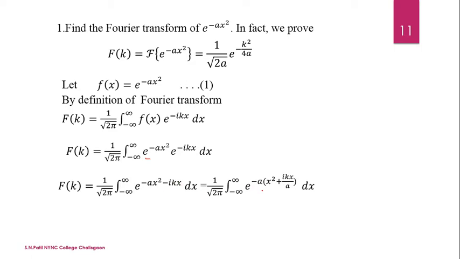Take minus a common in the bracket. The remaining term is x square plus i k x divided by a. Now see, the integration is difficult here: x square is here, x is here. But if we make it a perfect square, then the integration will be very simple, and then we can use the gamma function result.